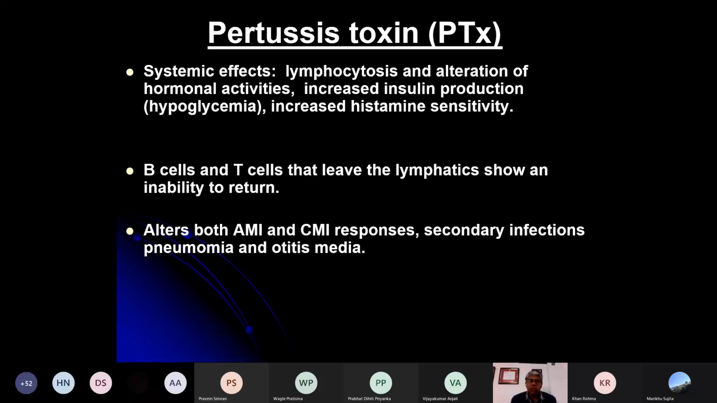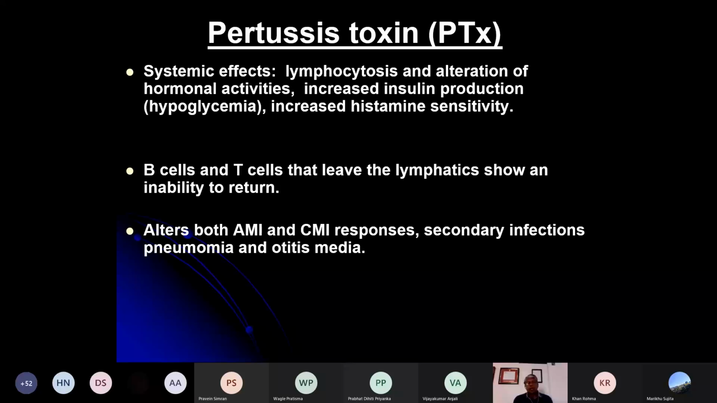That is the part of the immune system. But these B cells and T cells somehow lose their way. They do not come back to the lymph node to give that information. So there is lack of information, and therefore the immune system is not able to take action as promptly as it should. It results in alteration of both the antibody mediated immune system as well as cell mediated immunity, and this predisposes the person to secondary infections of the lung, which can lead to pneumonia, or even infection of the ear can cause otitis media.